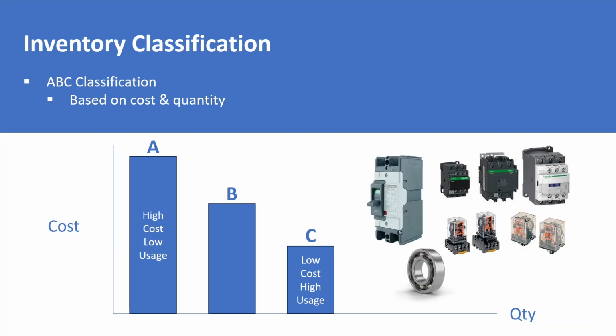The examples that we have seen are generic. In reality, every maintenance organization has different types of items based on the usage and cost of the parts relevant to the equipment and the industry.